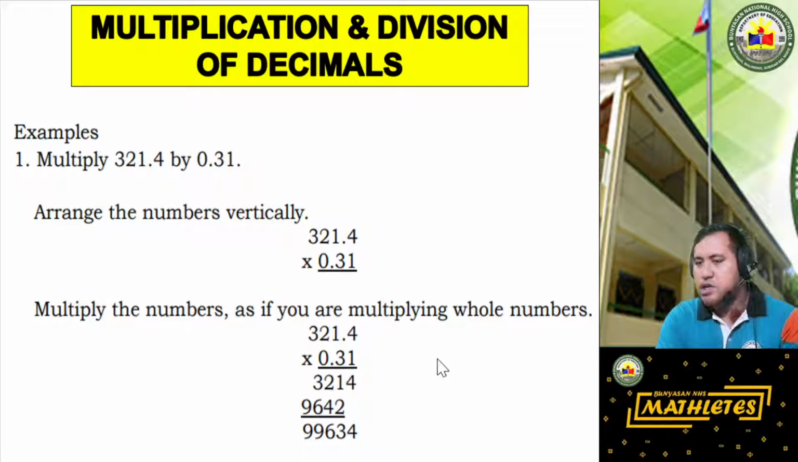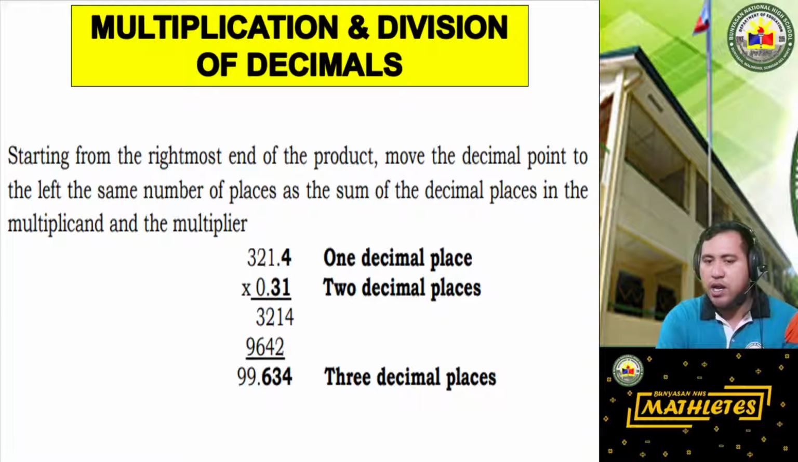99634. So in this part, you have to make sure, starting from the rightmost end of the product, to move the decimal point to the left the same number of places as the sum of the decimal places in the multiplicand and the multiplier. Our multiplicand is 4, we have 1 decimal place, and the multiplier has 2 decimal places. So all in all, we have 3 decimal places.